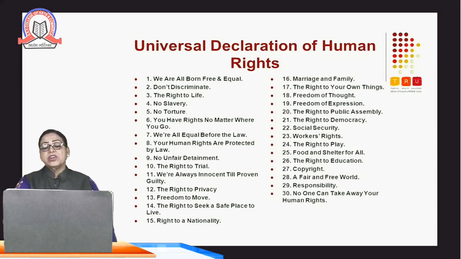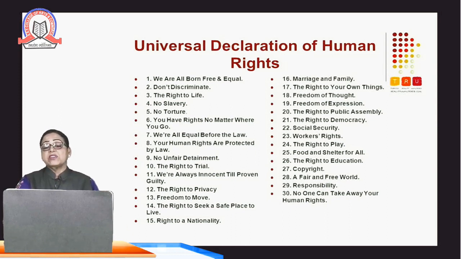No unfair detainment. Yes, we should not be detained or excluded from any of the privileges in an unfair way. The right to trial. Yes, we must be heard properly. We are always innocent till proven guilty. Yes, it is a common right, a basic right. Until we are proven to be guilty, we are innocent. It is in law or in court.